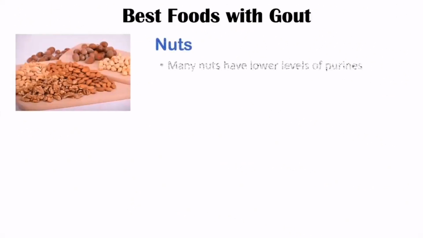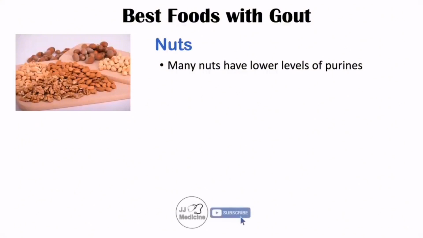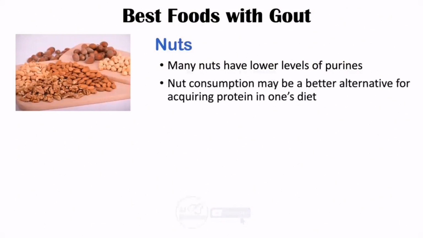Some other good foods to eat if you have gout include nuts. So because you may be avoiding some meats and some seafood, you might not be getting a lot of protein. Nuts can be a good source of protein, and nuts often have lower levels of purines. So, as I mentioned before, nut consumption may be a better alternative for acquiring protein in one's diet.